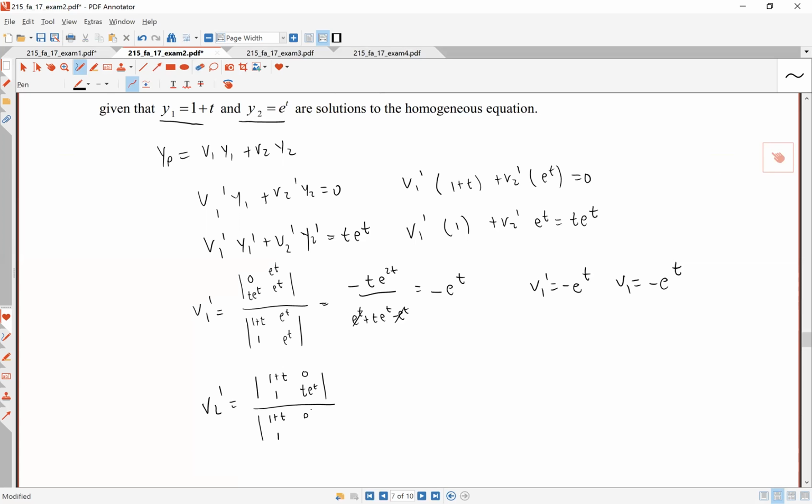Same determinant down here. It's the Wronskian. That was why we had to have them be linearly independent. We want the Wronskian to be non-zero. We have the same t e to the t. This is t e to the t plus t squared e to the t, which gives us 1 plus t.